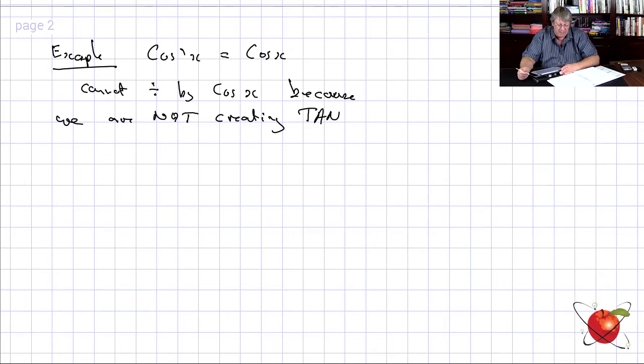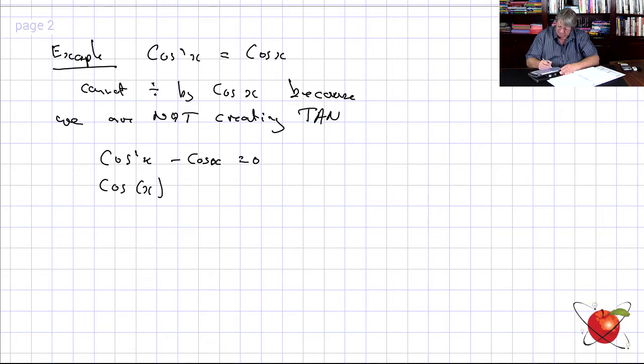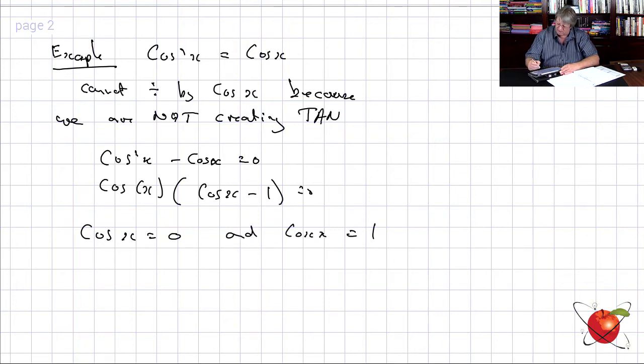Quite simple. We take it to the other side. Cos squared x minus cos x equals 0. Factorize. Cos x comes out, leaving us with cos x minus 1 equals 0. Therefore, cos x equals 0 and cos x equals 1. And then we'd solve those in the normal way. So where we have a sine cos type, we can do that, right?